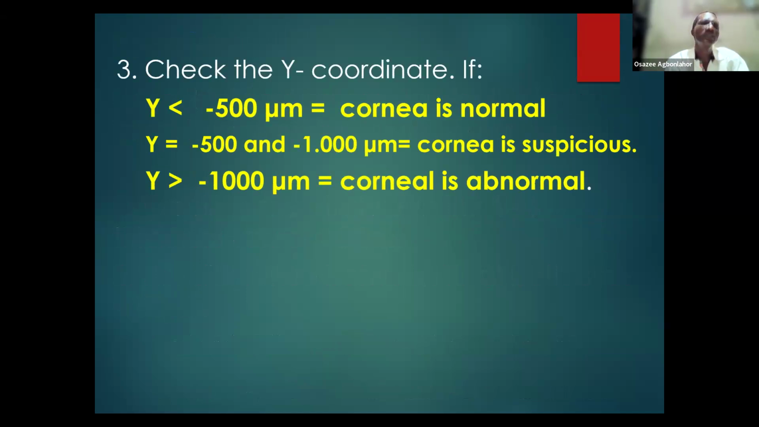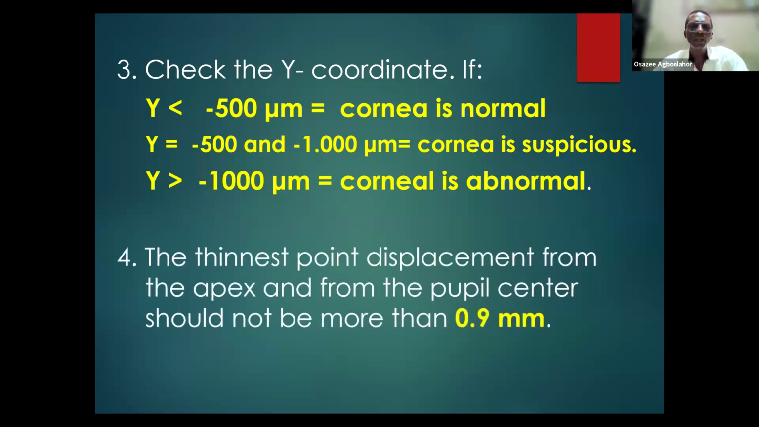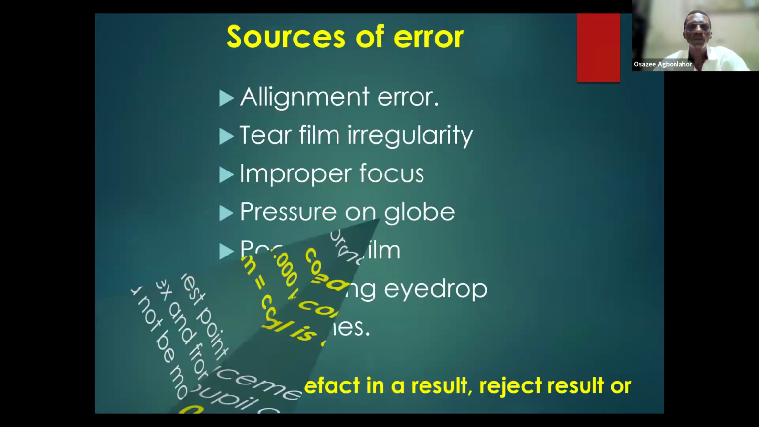Check for the y coordinates. Okay, you'll see that in the map as we move on. If the y coordinate is less than 500 microns, then the cornea is normal. If it is between 500 and 1000, then the cornea should be considered suspicious. If it is greater than 1000, then that's actually an abnormal cornea. The thinnest point displacement from the apex and from the pupil center should not be more than 0.9 mm. I think we mentioned that before.